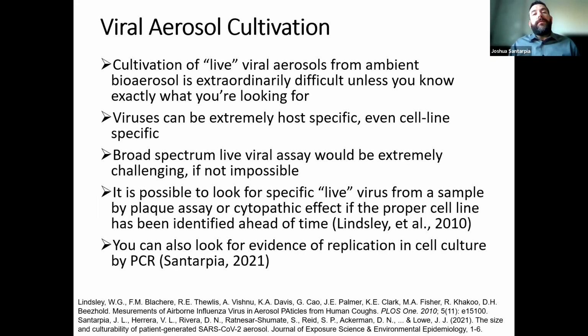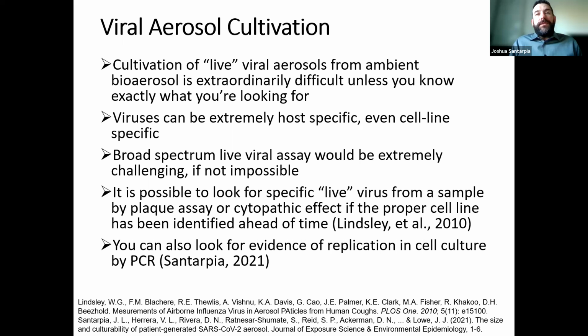So this leads heavily into viable viral aerosol cultivation. If you've paid attention to the debate over airborne transmission over the last 2 years, one of the big takeaways is that cultivation of live or culturable viral aerosols from ambient collections is extraordinarily difficult, even, I said in here, even if you know exactly what you're looking for and exactly how to do it.